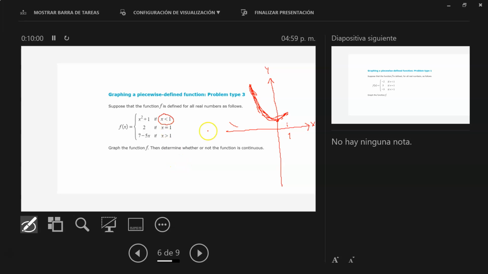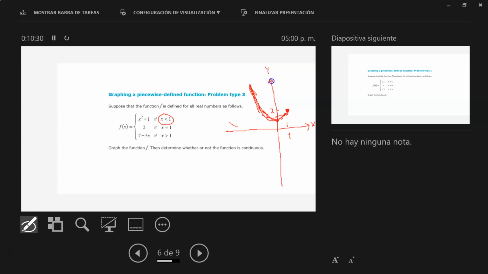Then I'm going to use 2, and it says 2 if x is equal to 1. So when x is equal to 1, the value will be 2. Let's say the value 2 is here. So we will have a point over here at (1, 2). And then 7 minus 5x if x is more than 1. So this function crosses the y-axis at 7.